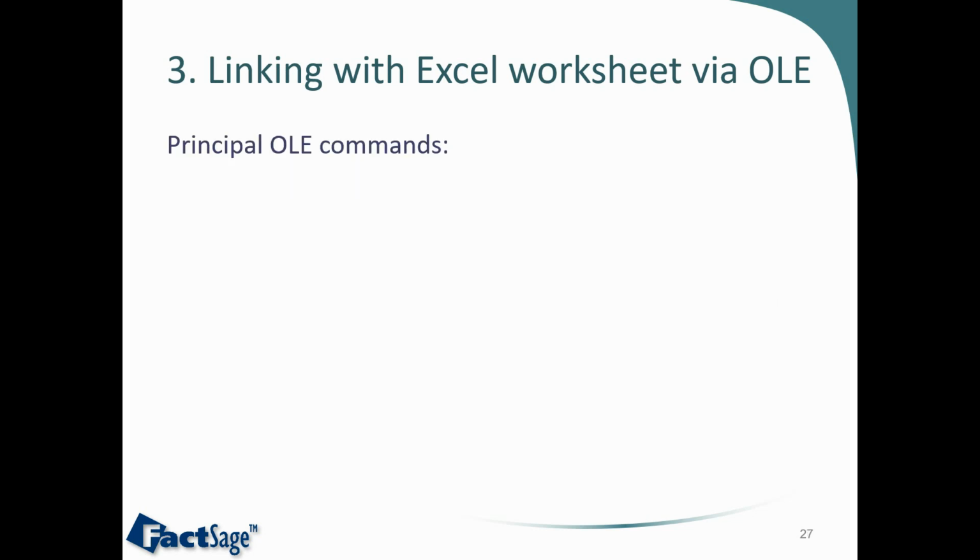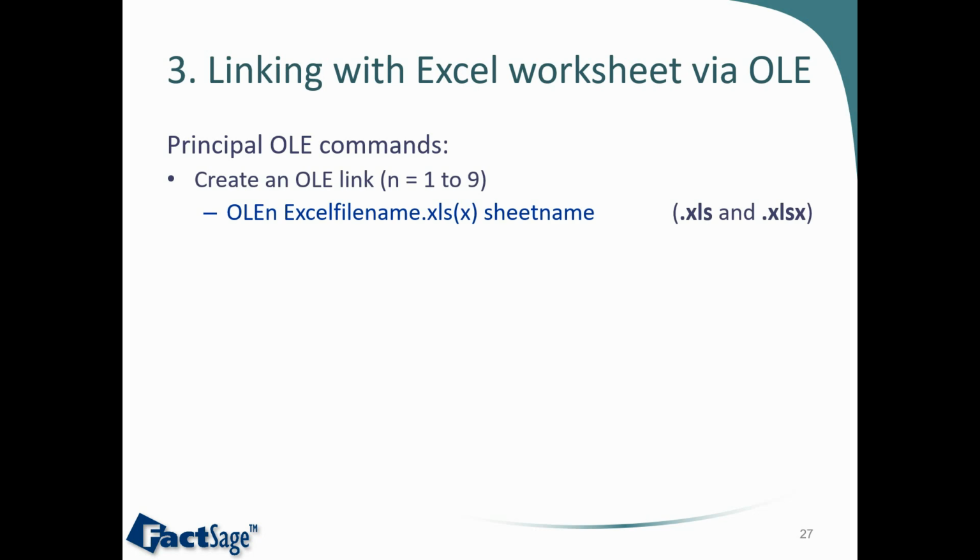There are several commands associated to OLE. The principal OLE commands are listed here. The first one consists in the creation of the OLE link with the worksheet, and it should follow this syntax. First we have the label OLE with a number between 1 and 9. Then we enter the Excel file name with its extension and full path, if not in the person dir directory, followed by the sheet name. The number n must be attached to the label OLE.